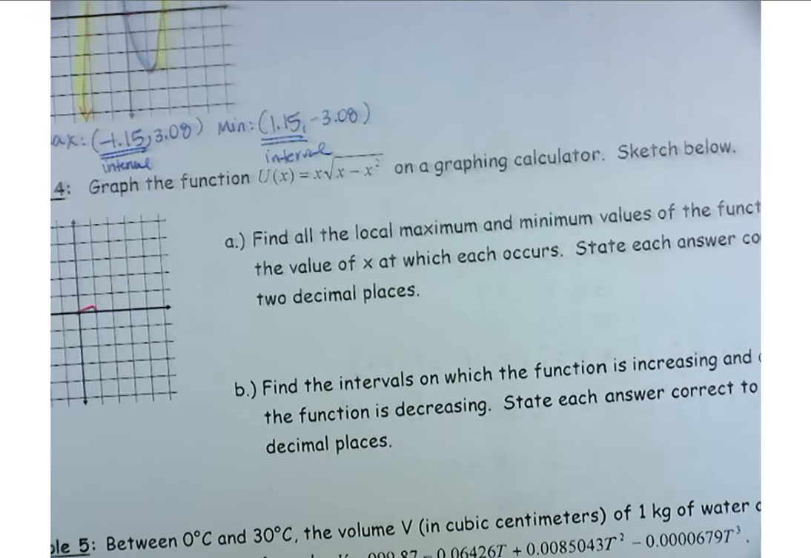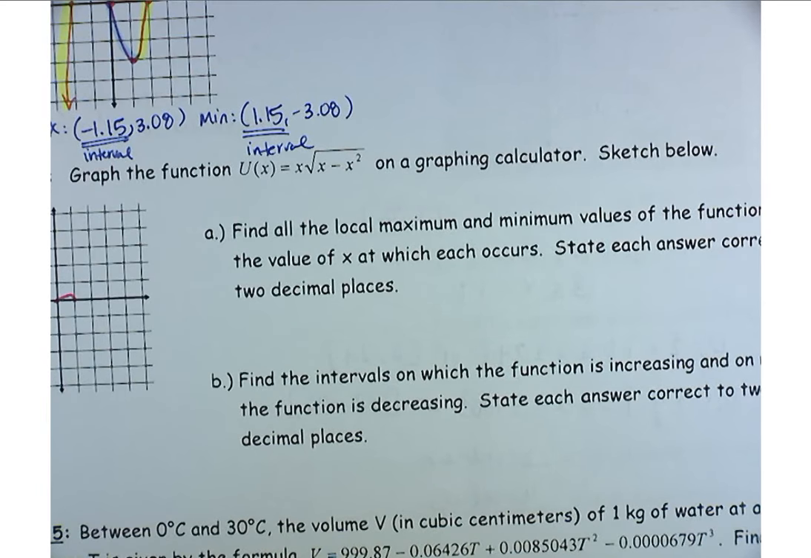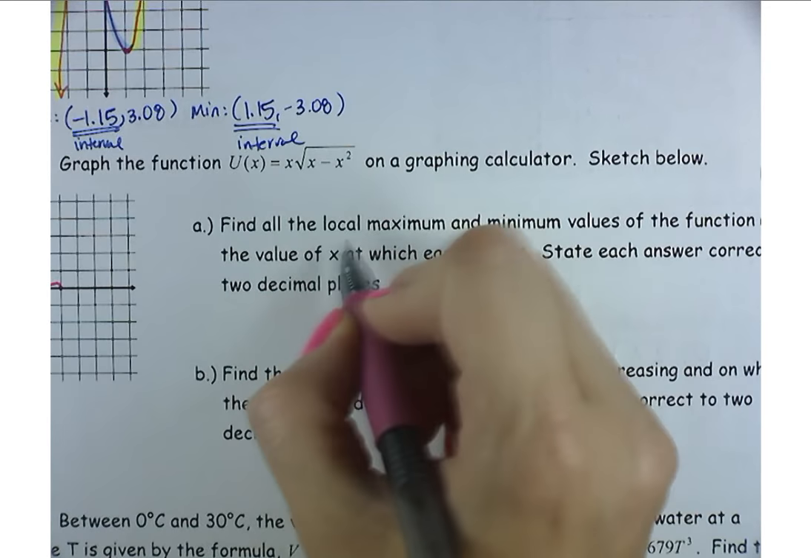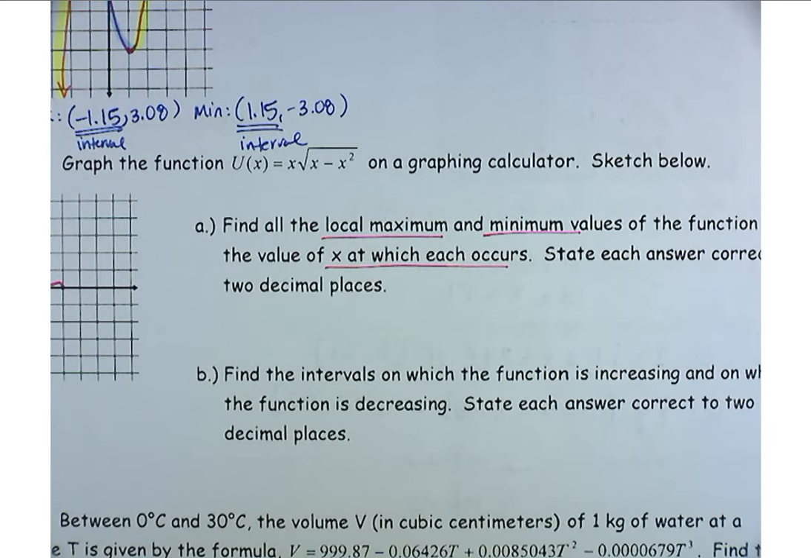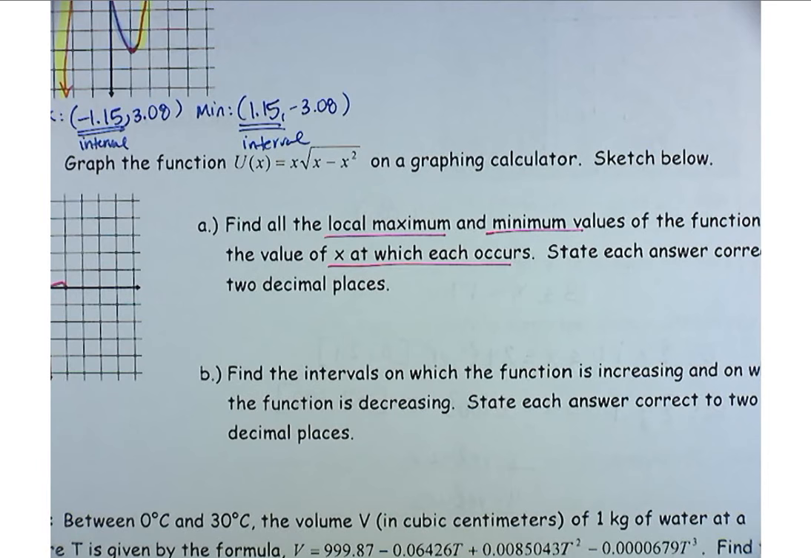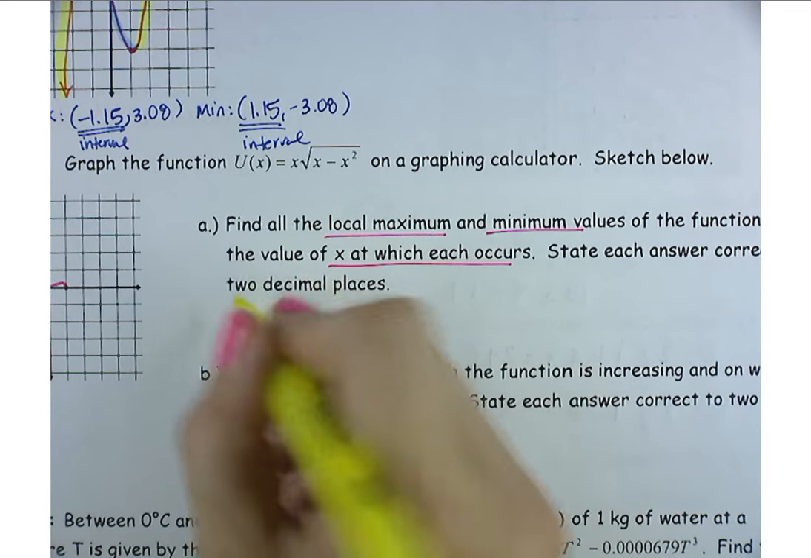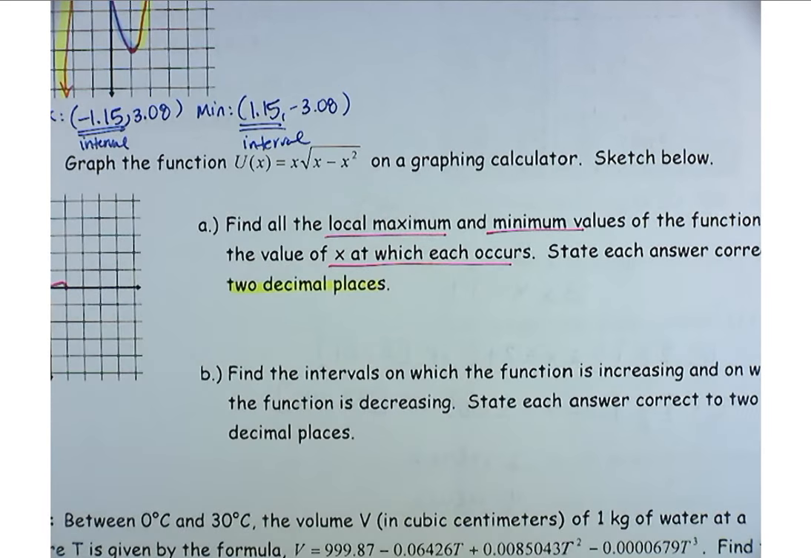So this says to find all the local maximum and minimum values. So we also have to find the value of x at which each occurs. So find the local maximum and minimum values and the value of x at which each occurs. And then it says state each answer correct to 2 decimal places. Does this graph have a local max, a local min, or both?